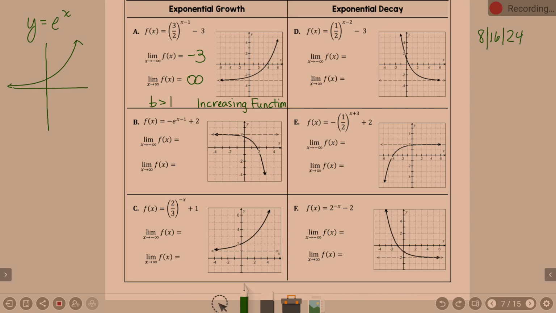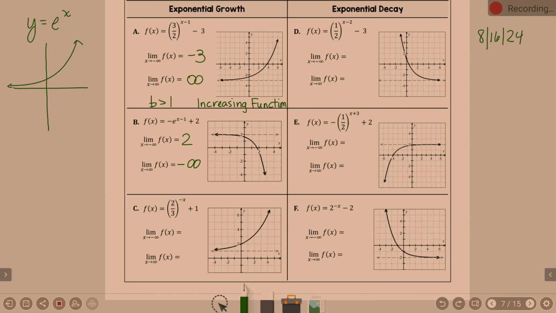We're reflected across the x-axis because the negative is out in front of the equation. So, limit as x approaches negative infinity, 2. Limit as x approaches positive infinity, negative infinity.